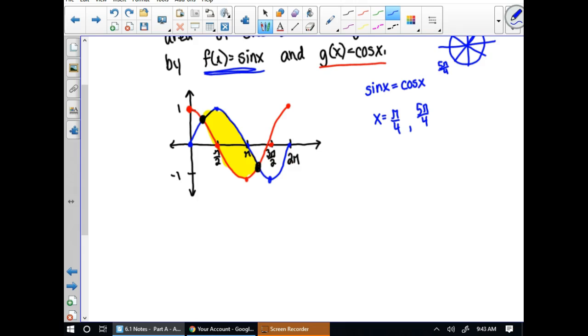So we're going to integrate from pi over 4 to 5 pi over 4. And we're going to say sine of x minus cosine of x. And we'll put the dx over here on the end. Make sure you put that dx there on the end because I am worried that they are going to count off your setup points if you don't have it.